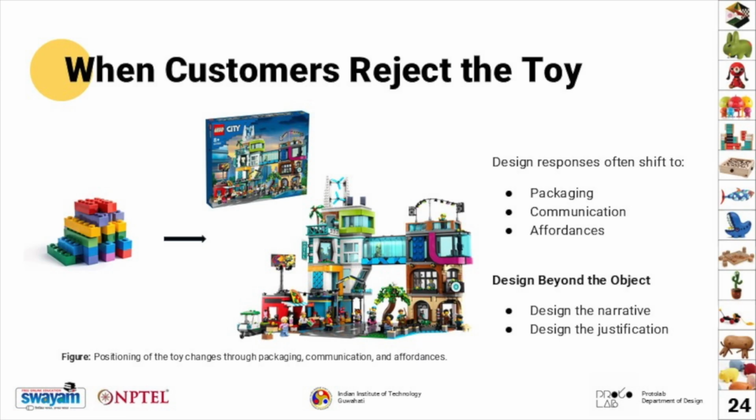Affordances are also adjusted. Clear prompts, visual cues, or structured entry points reassure parents. They signal intention without fully scripting play. This is where we see a shift from designing only the object to designing the object plus narrative. From designing play to designing plus justification. The toy industry teaches us that acceptance is often designed, not accidental.